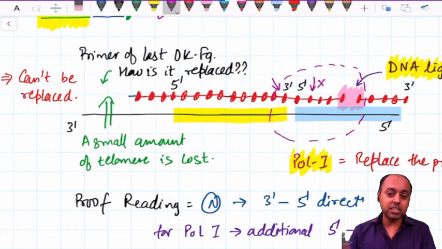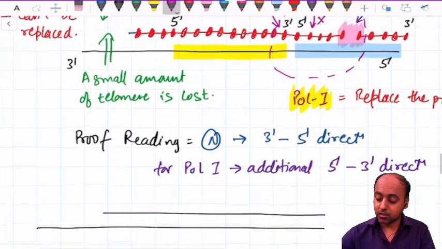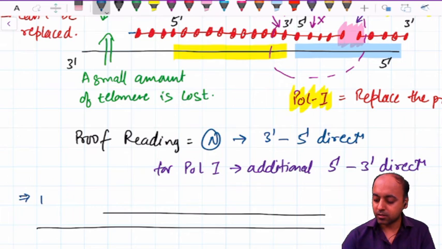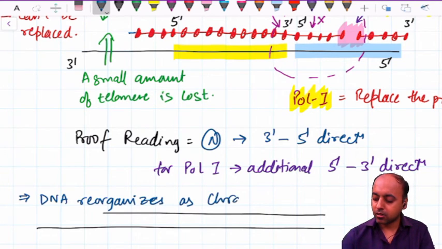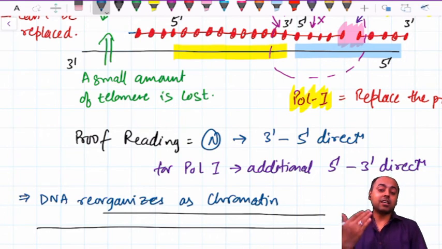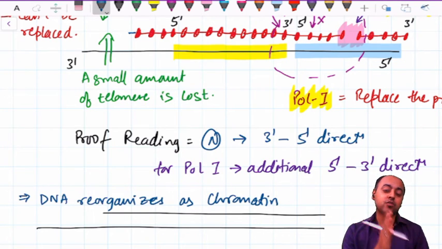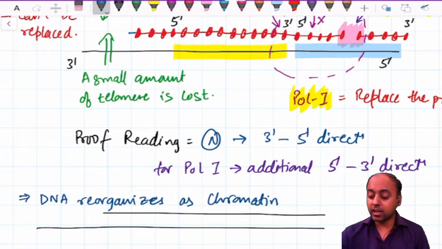Once the replication is completed, don't forget, the DNA reorganizes as chromatin. Remember, this replication is occurring in the S phase. Right in the beginning, I told you in the G0, G1, S and G2 phase, the DNA must exist as chromatin. So once the replication is completed, the DNA will reorganize as chromatin.